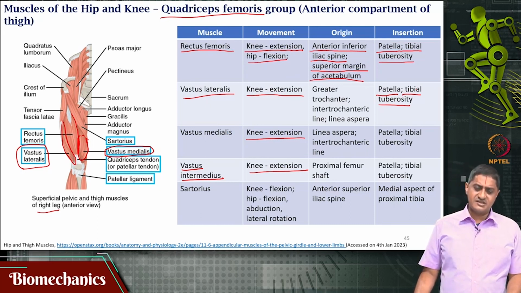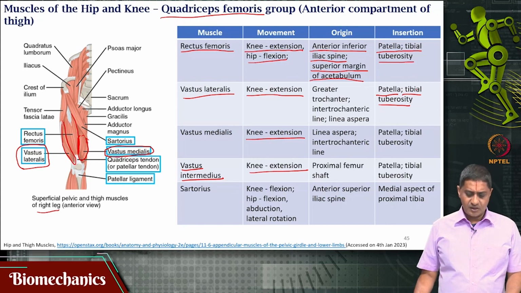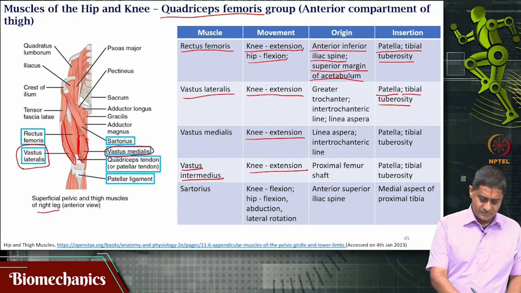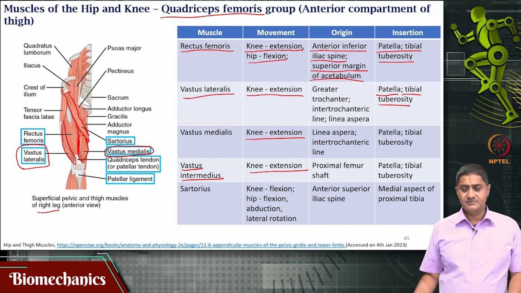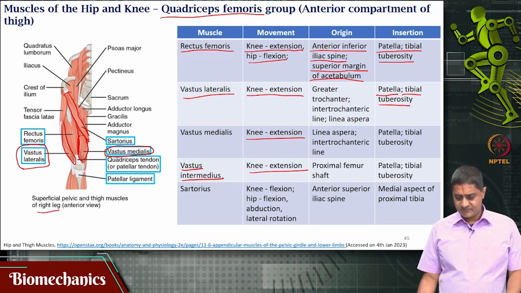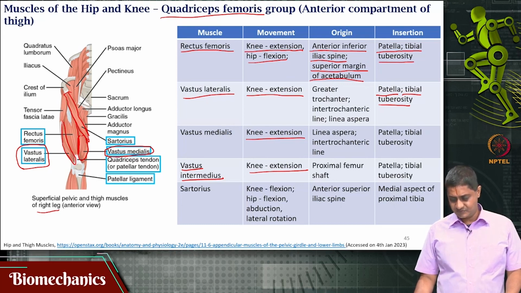A very special muscle that is found on the anterior side is the so-called sartorius. It is a band-like muscle that is found on the front side. It is called the sartorius. It has this unique function of flexing the knee, flexing the hip, and performing abduction and lateral rotation of the leg.